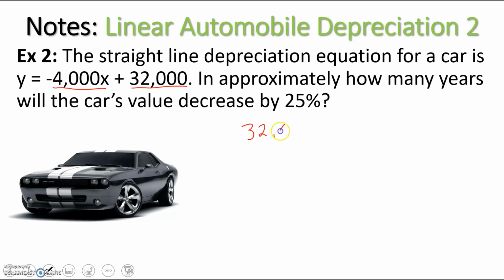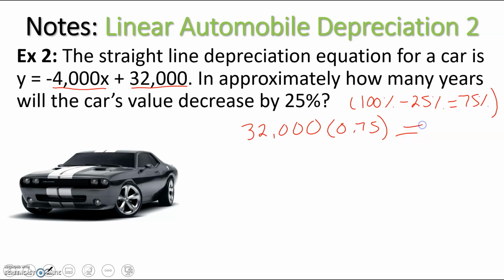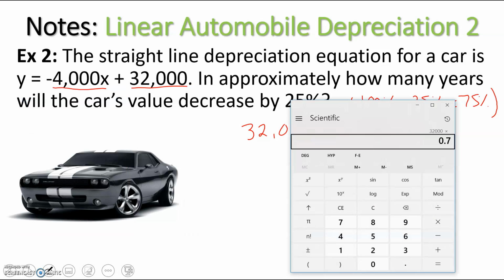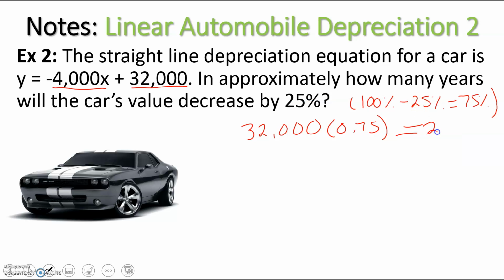So our $32,000 car, we want it to only be worth 75% of what it was. That would be a decrease of 25%. So we're going to take the 32,000 and multiply it by 0.75, because 100% minus 25% gives us 75%. So we want to figure out when the car will be worth 75% of its original value. So we have here 32,000 times 75%, or 24,000. We want to know when the car will be worth $24,000.